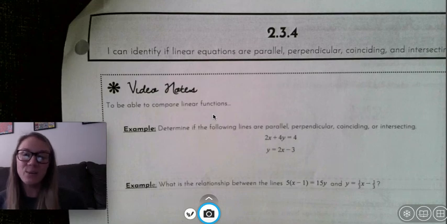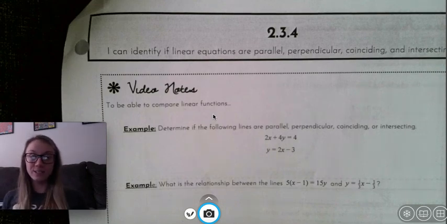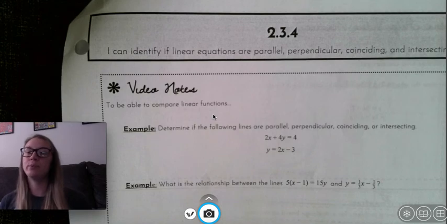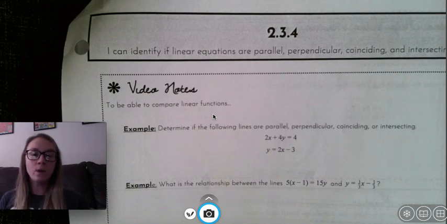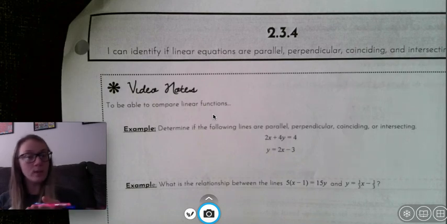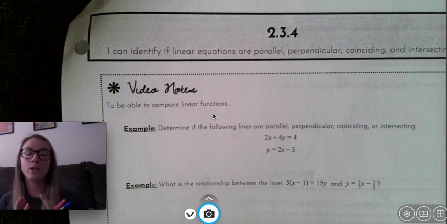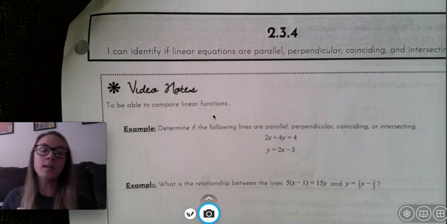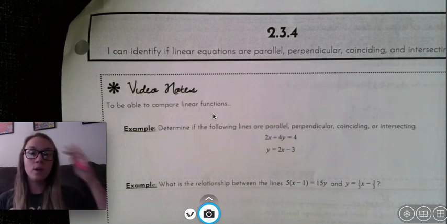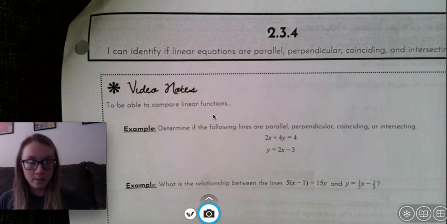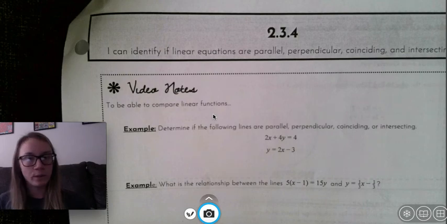Hi everyone, we are looking at our last learning target for this unit, which is 2.3.4. So we are on page 35 in our note packet, and we are trying to figure out if two equations that were given, so two lines, are parallel, perpendicular, coinciding, or intersecting. And so we want to use what we learned in 2.2.4 about what parallel lines have in common and what perpendicular lines have in common, so on and so forth.